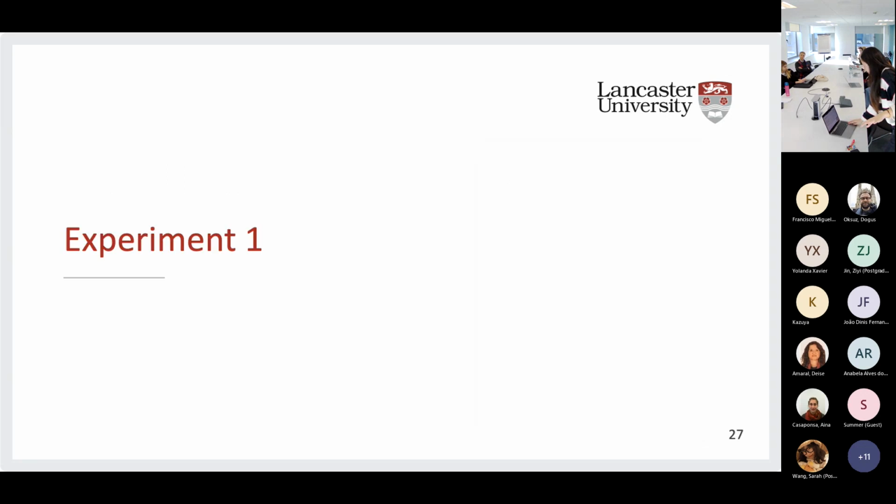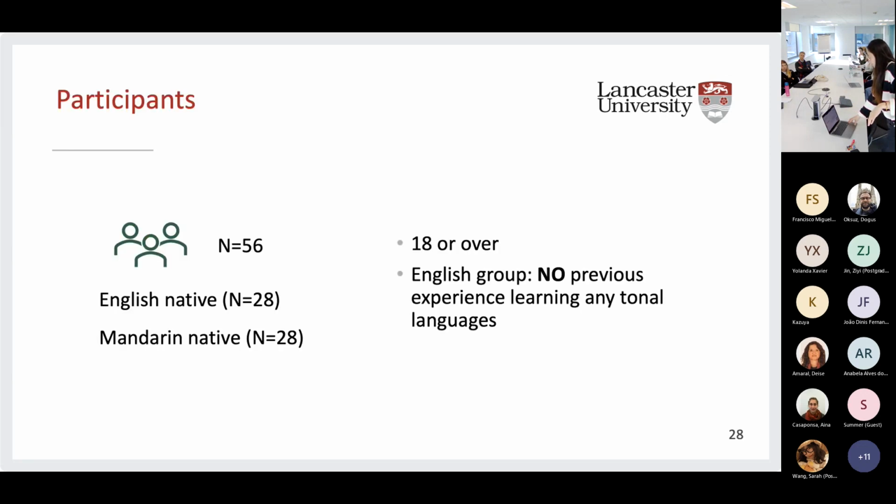And so now I'll talk about how we did the experiments. For experiment 1, we had two groups, one English native group and one Mandarin native group as a baseline group. There were 56 participants in total. They were all adults over 18. Specifically, the English group had no previous experience learning any tonal language, so the tonal cue would be a novel cue to them.